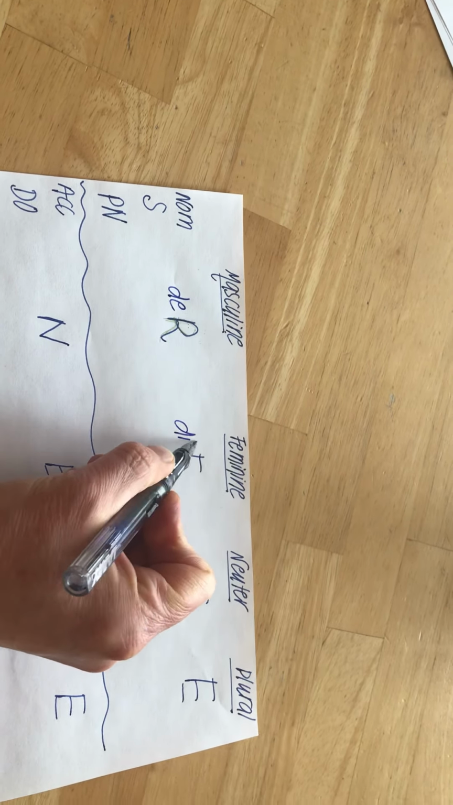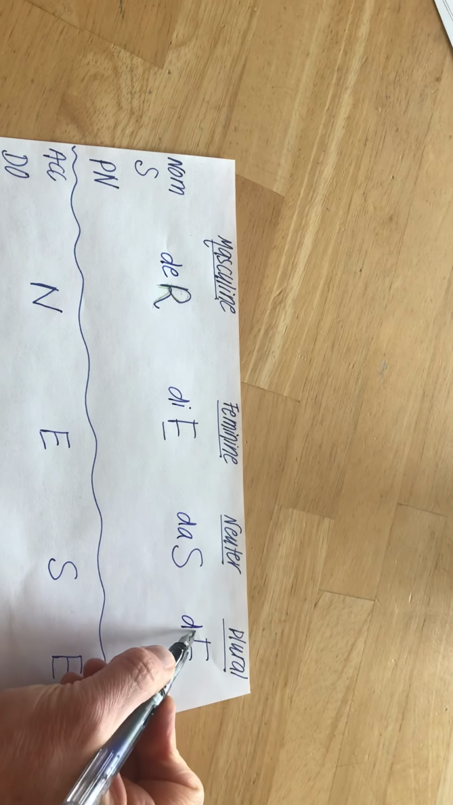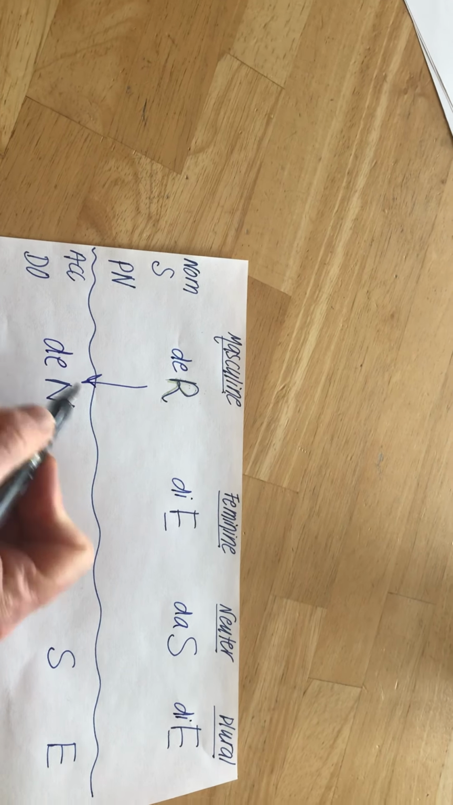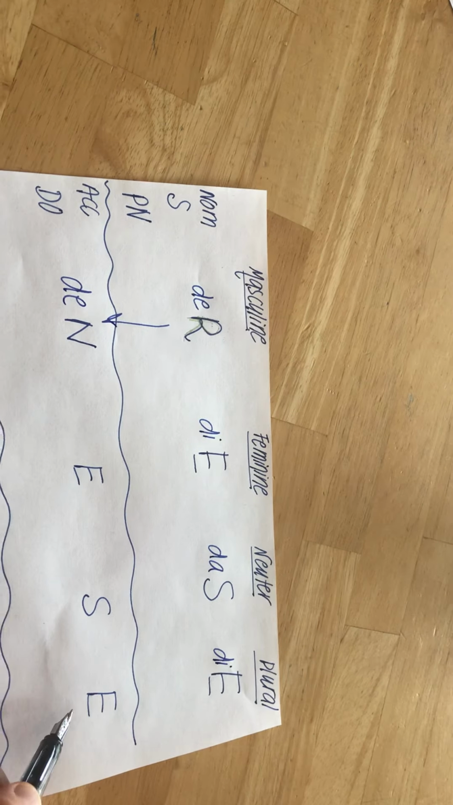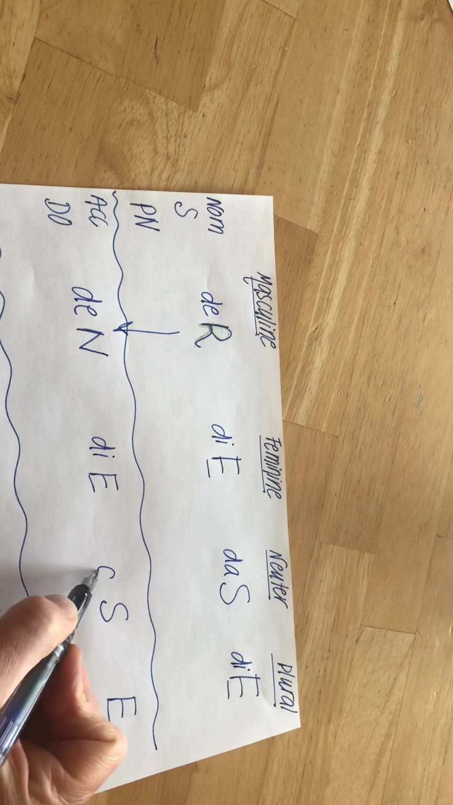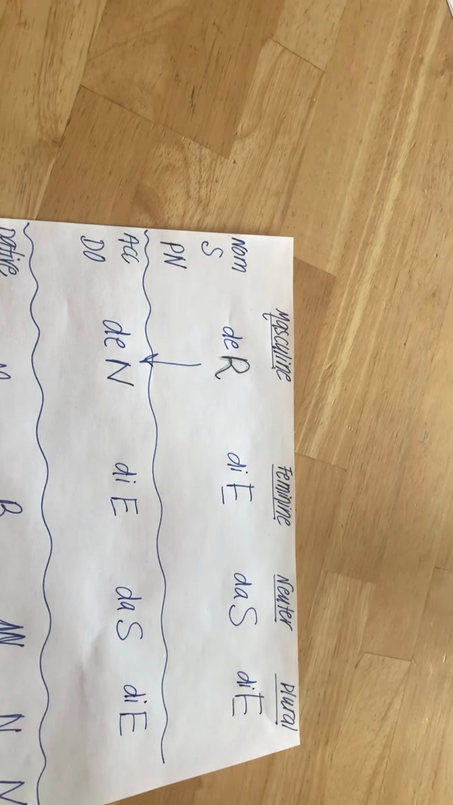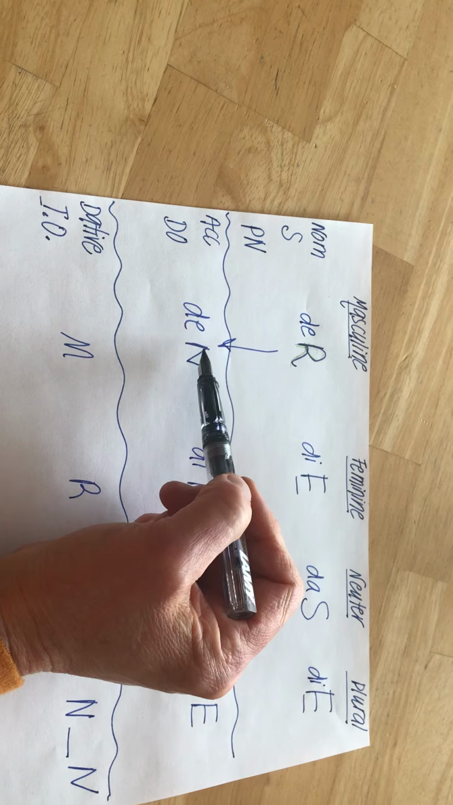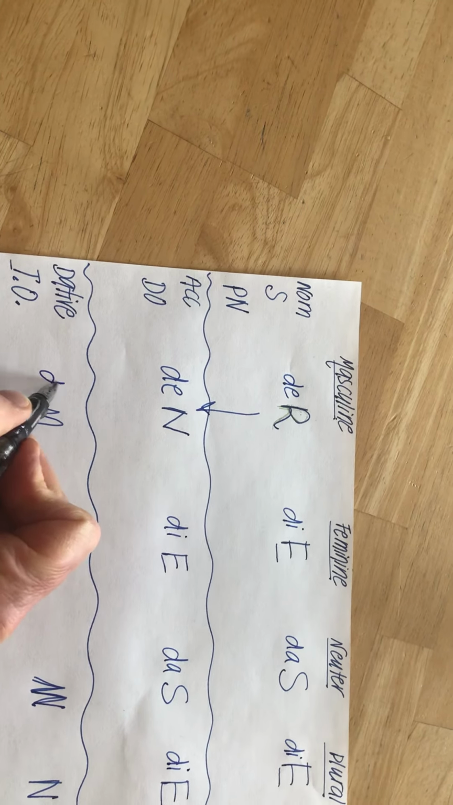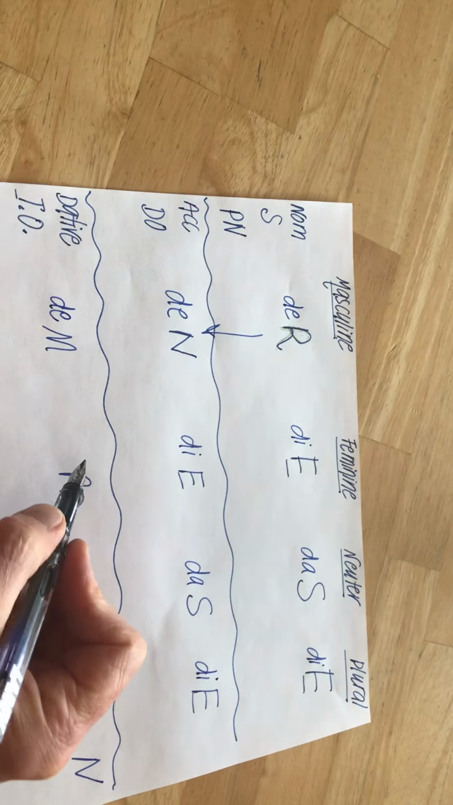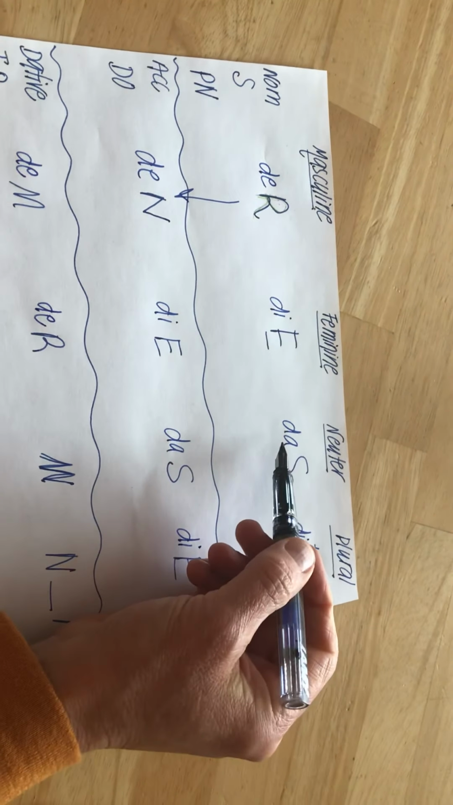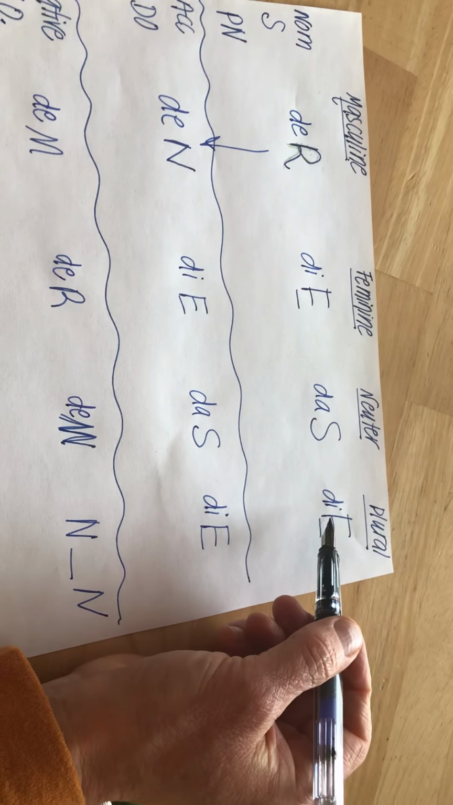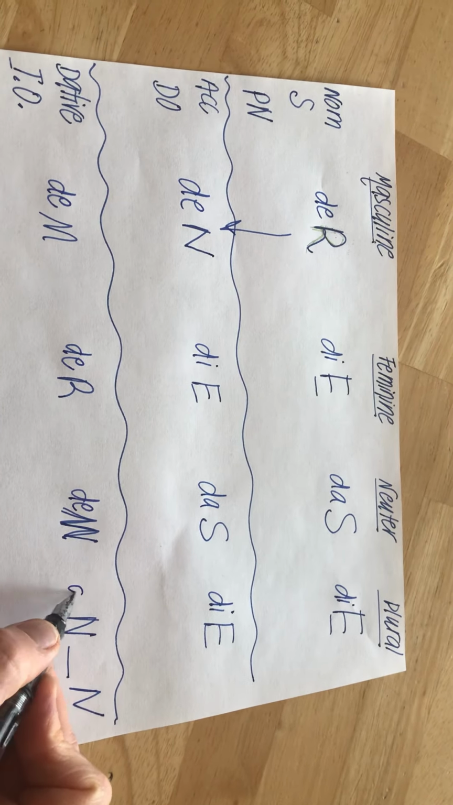Der, die, das. Der goes to den. The rest stay the same. And then for the dative case, we drop down where the masculine word for the will go to dem. Die will go to der. Das will drop down to dem. And die plural will go to den.